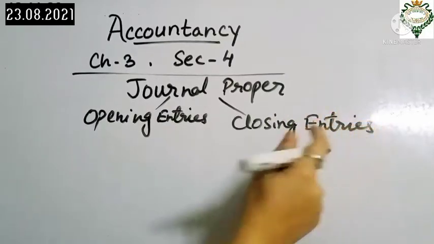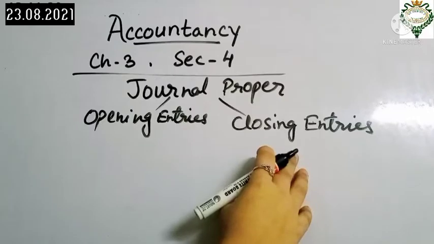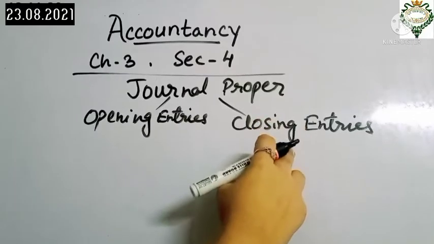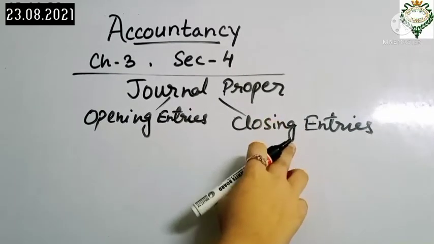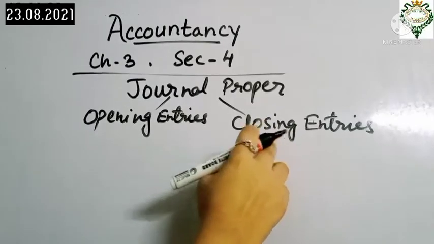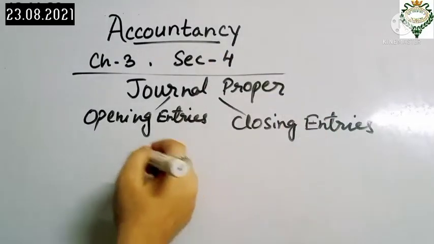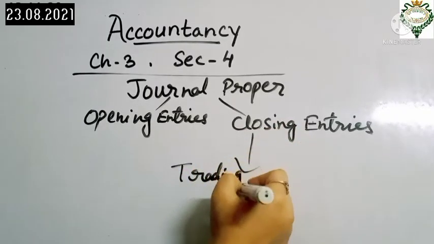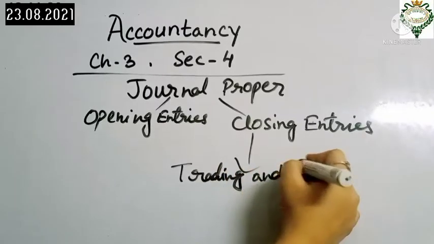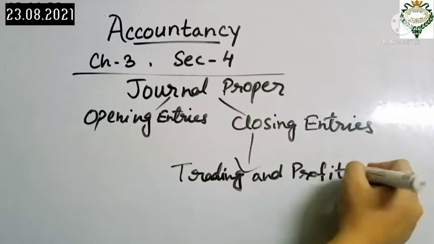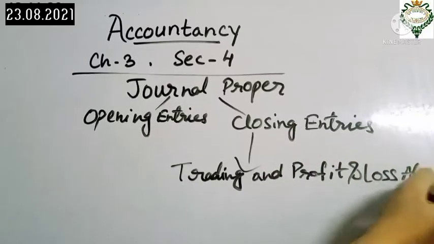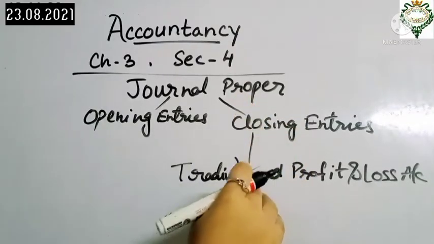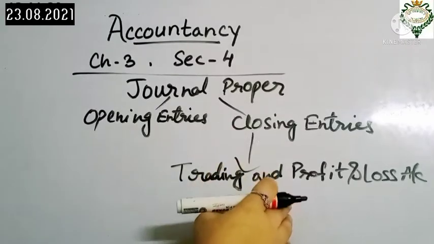First we have to know what closing entries are. Closing entries are used at the end of the accounting year for closing the accounts relating to expenses and revenues. These accounts are closed off by transferring their balances to the trading and profit and loss account. So basically closing entries are recorded at the end of the accounting year and their balances are transferred to the trading and profit and loss account.